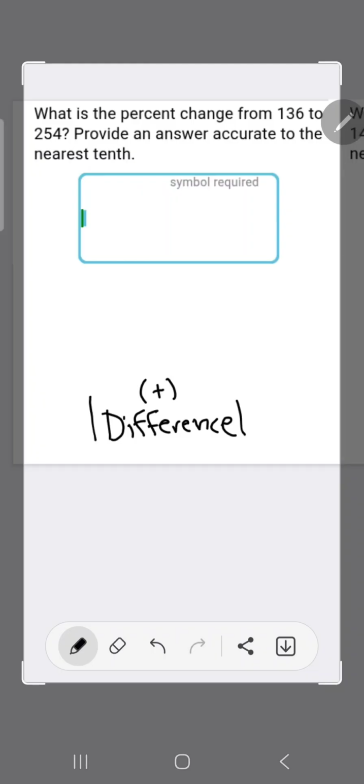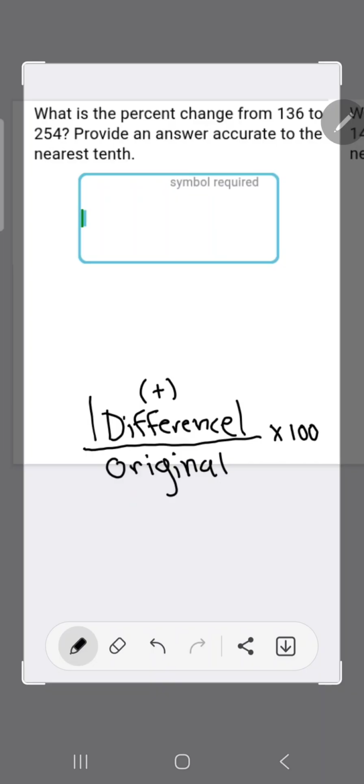Now we're going to determine which one of these numbers is the original number, and typically it'll say change from a number to another number, in this case from 136 to 254. Once we identify the original number, we are going to take the difference and divide by that original number. We're going to take that result and multiply by 100, and that will give us our percent. So those will be the three steps. We're going to subtract, divide, and multiply by 100.